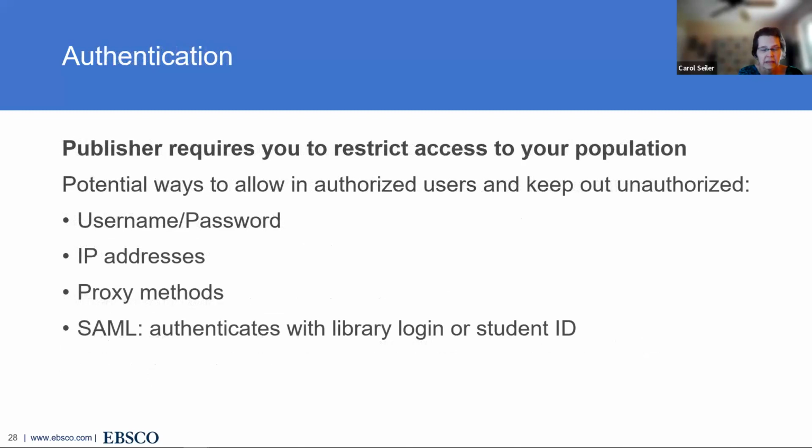Authentication. This is again part of ordering. The publisher requires you to restrict access to your population. This is important. This is legal. You have to take due consideration and due diligence to ensure that only authorized users are going to get in. How do you do that? There's various ways of blocking access or authenticating access, and we're going to talk about these.